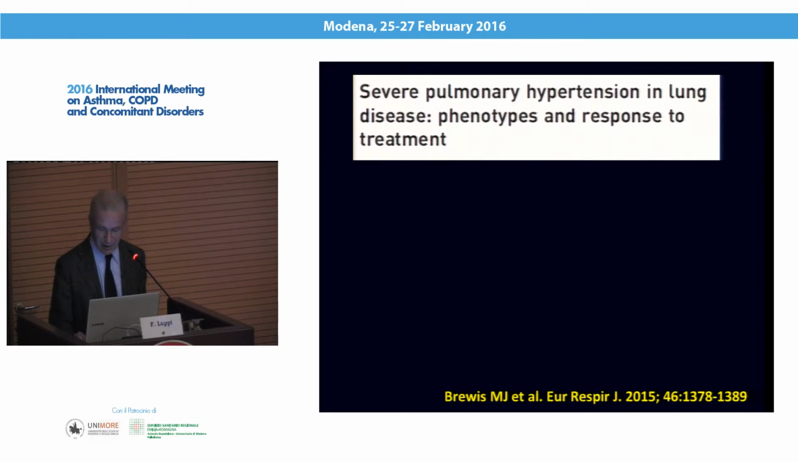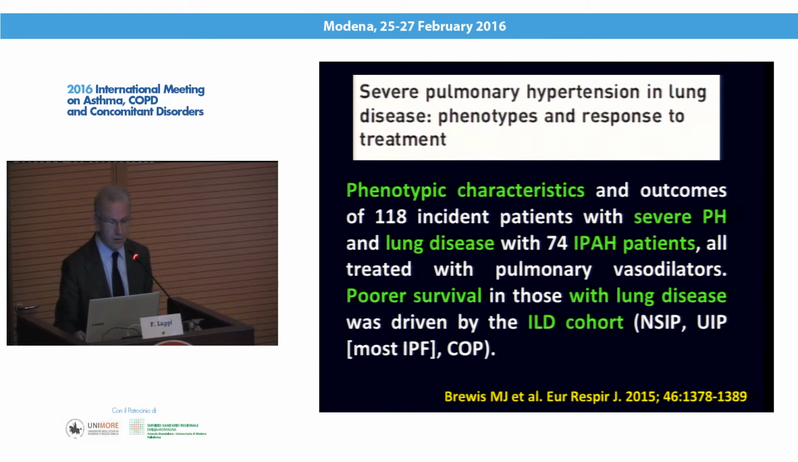And when you have severe pulmonary hypertension, as demonstrated in this Scottish retrospective study comparing a cohort of severe pulmonary hypertension and lung diseases with a cohort of patients with idiopathic pulmonary hypertension, you can see that the poorer survival is observed in the cohort with pulmonary hypertension and interstitial lung diseases, and this poor survival was driven by the interstitial lung disease cohort, including non-specific interstitial pneumonia, cryptogenic organizing pneumonia, but above all, idiopathic pulmonary fibrosis.